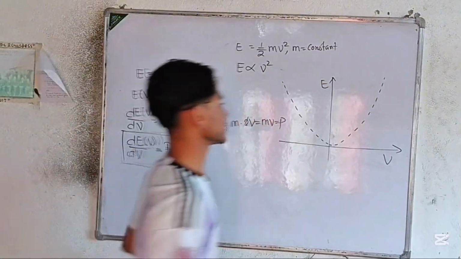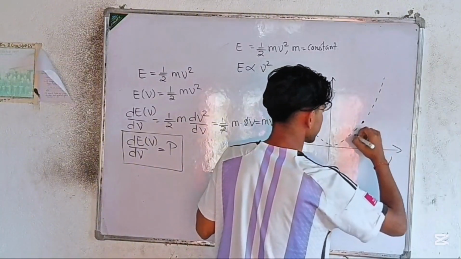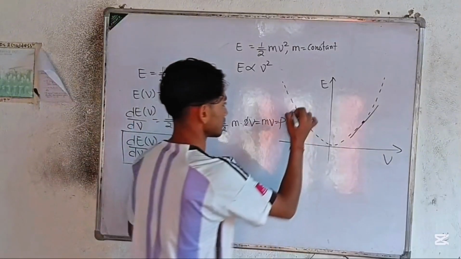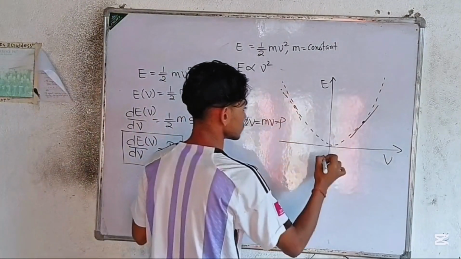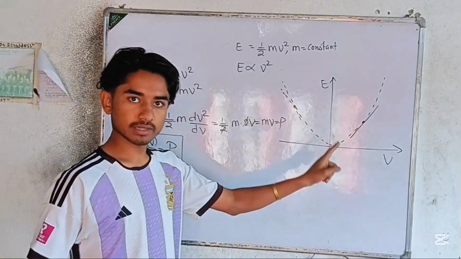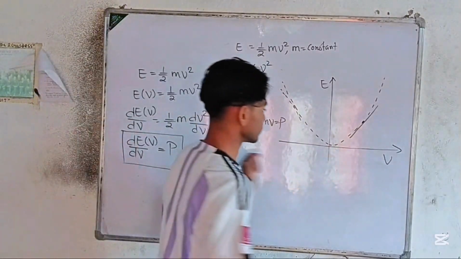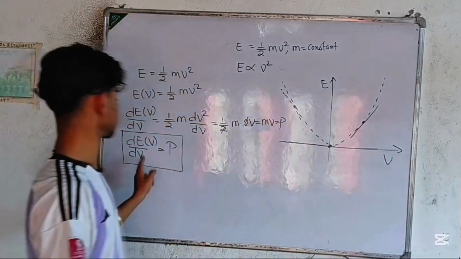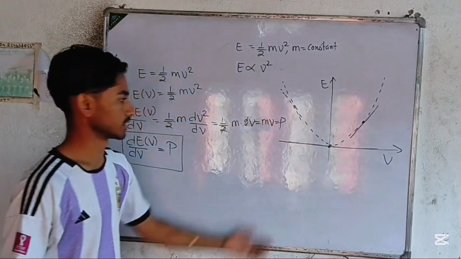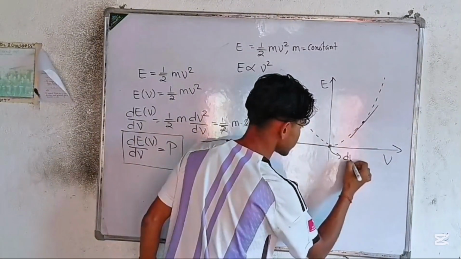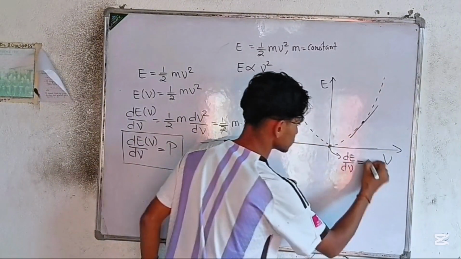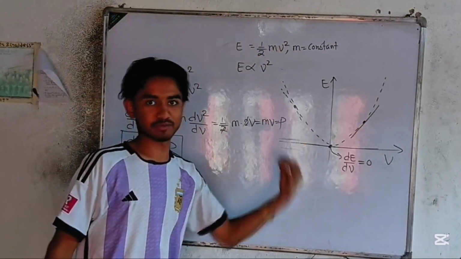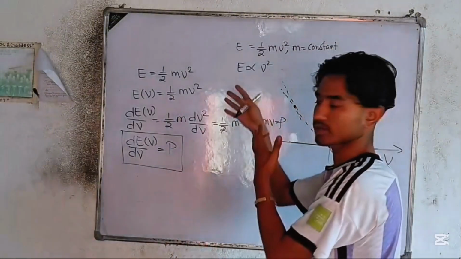So at any point, if you draw a tangent to this curve, the slope gives you the momentum of the particle at that point. Even at the origin, the slope is zero and the corresponding velocity is 0, so the momentum is 0 there. At this point, the rate of change of energy with respect to velocity is 0. This is the first thing the relation predicts, and it is very beautiful to me when I thought about it.